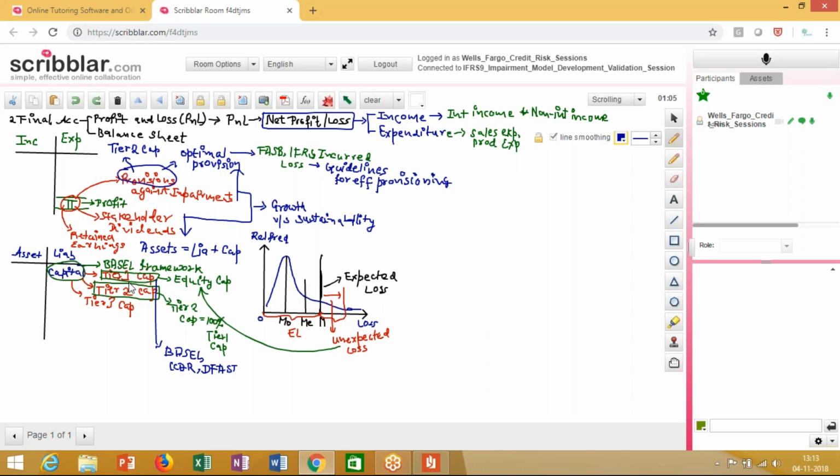Okay, CCAR is the Comprehensive Capital Analysis and Review, and DFAST is the Dodd-Frank Act Stress Testing. CCAR and DFAST are the two stress testing norms under the Federal Reserve. So people who work in American geographies or with American banks, CCAR and DFAST are the two key stress testing regulations that we have.